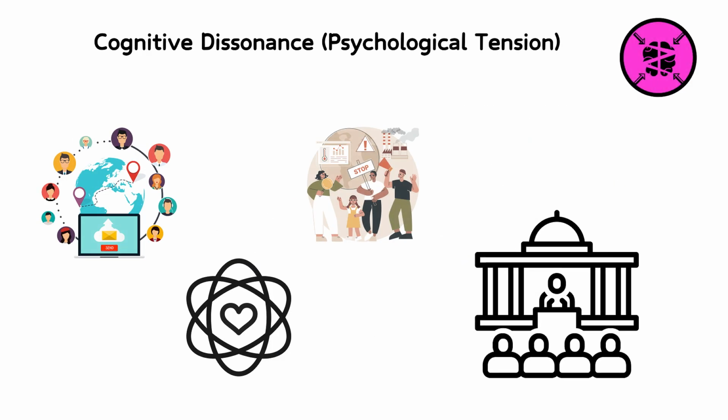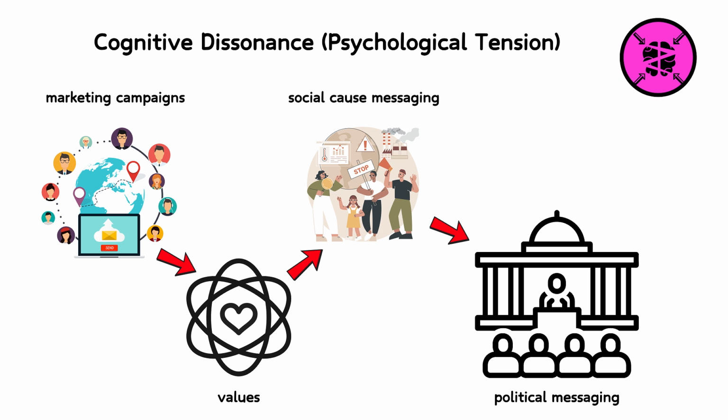Modern applications appear in marketing campaigns that highlight inconsistencies between values and actions, social cause messaging that challenges comfortable assumptions, and political messaging that forces supporters to reconcile conflicting information with their existing views.